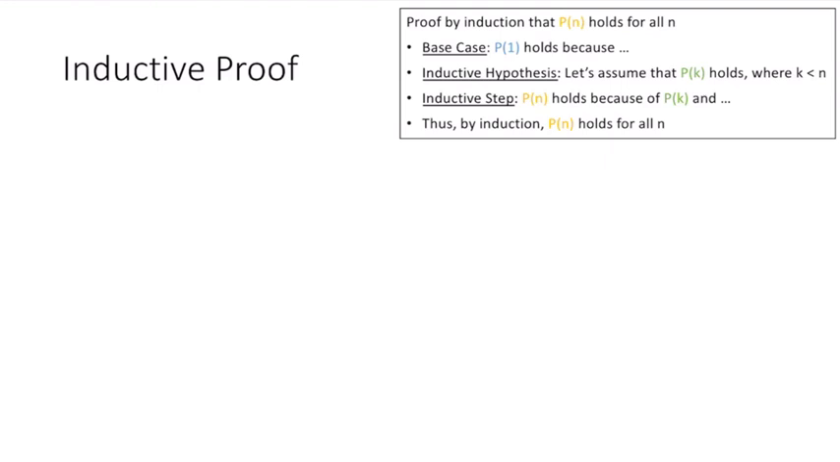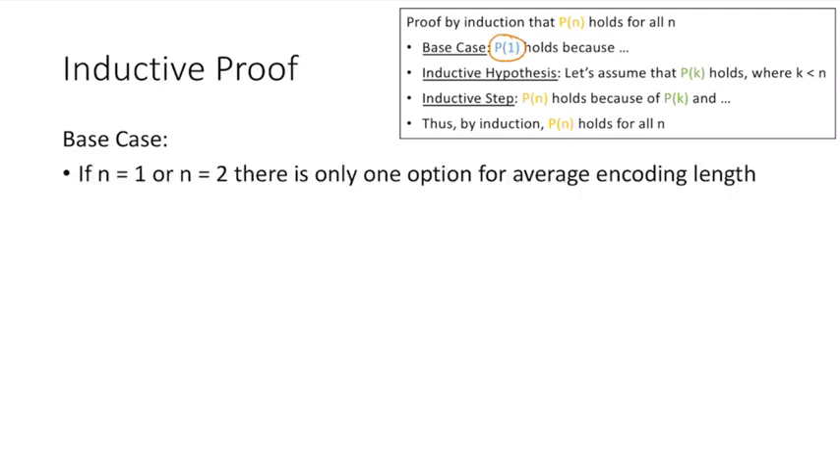So an inductive proof. We have to start with our base case. Our base case is a little more interesting here in that it's not just if we have one symbol, it's if we have one or two symbols. If we have one symbol, you can represent that single symbol with 0, or you could represent it with 1 if you wanted to. If we have two symbols, you could represent it as 0 for A and 1 for B, or the other way around.